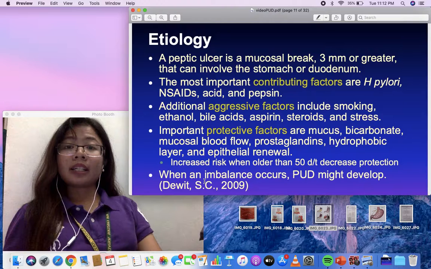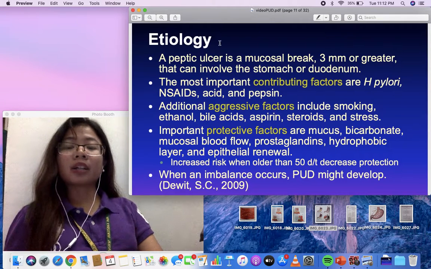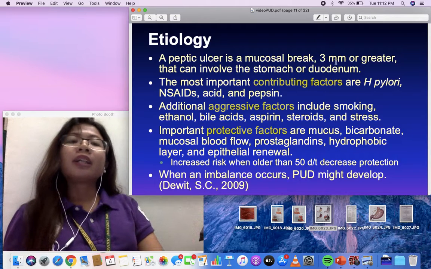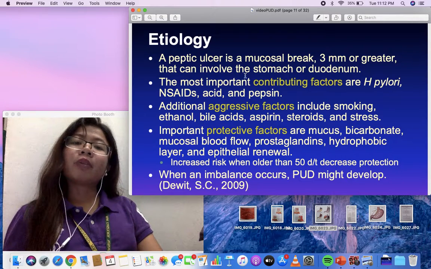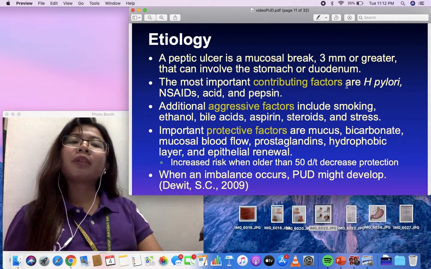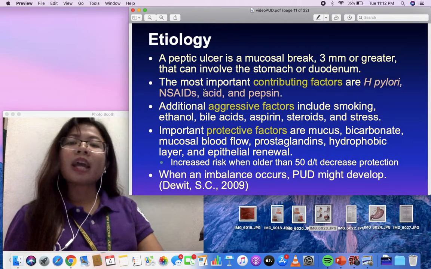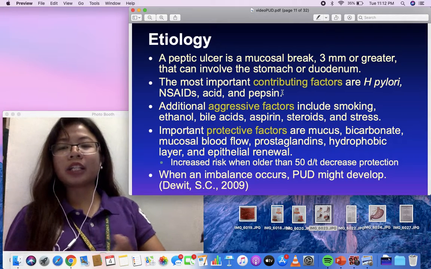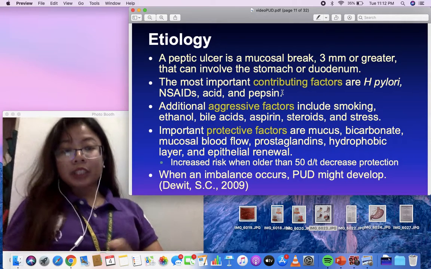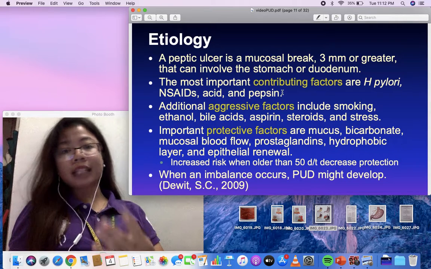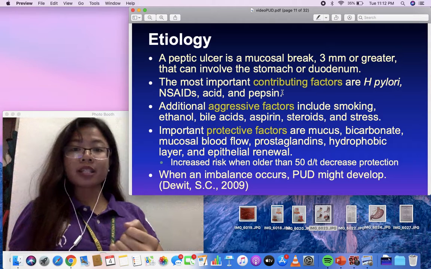Next, let's know about the etiology or the cause of peptic ulcer. A peptic ulcer is a mucosal break, 3 mm or greater, that can involve the stomach or the duodenum. The most important contributing factors are H. pylori, NSAIDs, acid, and pepsin. Additional aggressive factors include smoking, ethanol, bile acids, aspirin, steroids, and stress.